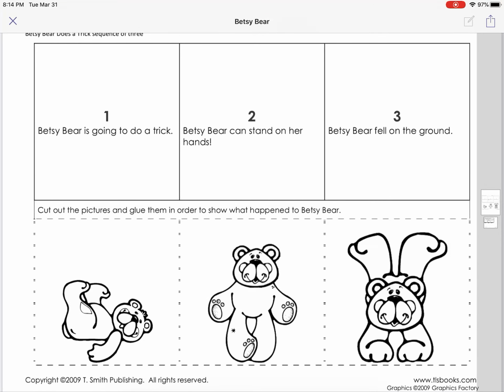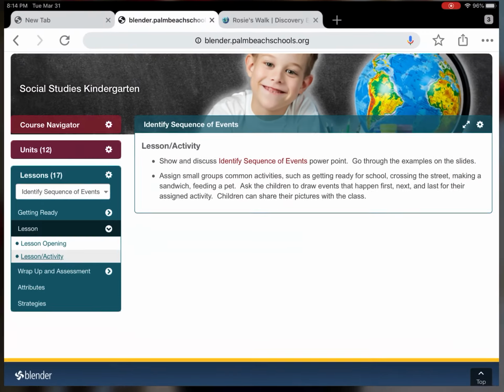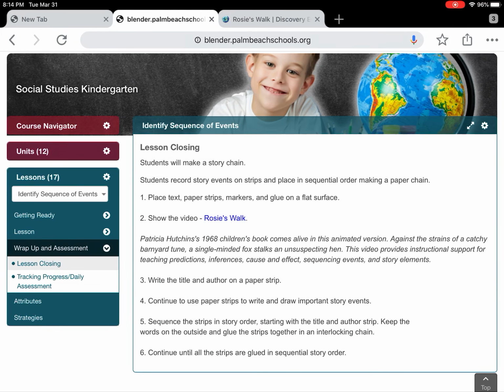So Bestie Bear is going to do a trick. Which one shows she's ready to do a trick? Then Bestie Bear can stand on her hands. Which one shows that she's standing on her hands? Number 3, Bestie Bear fell on the ground, okay? That's your homework, okay? Let's go back to wrap up.